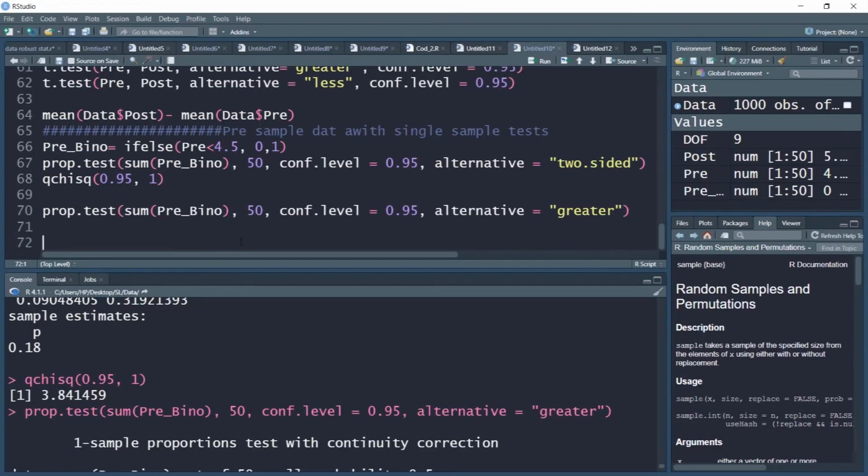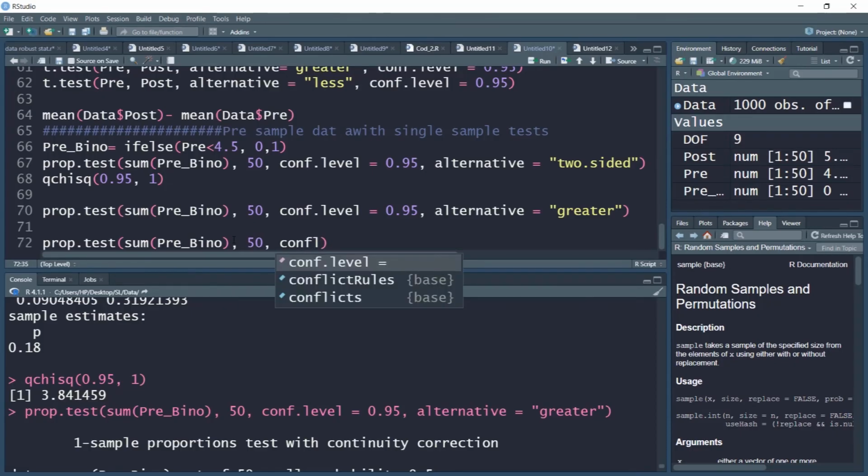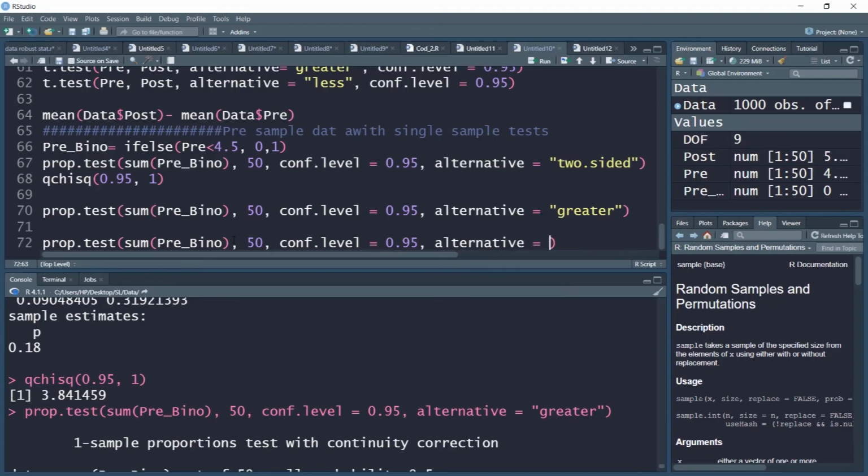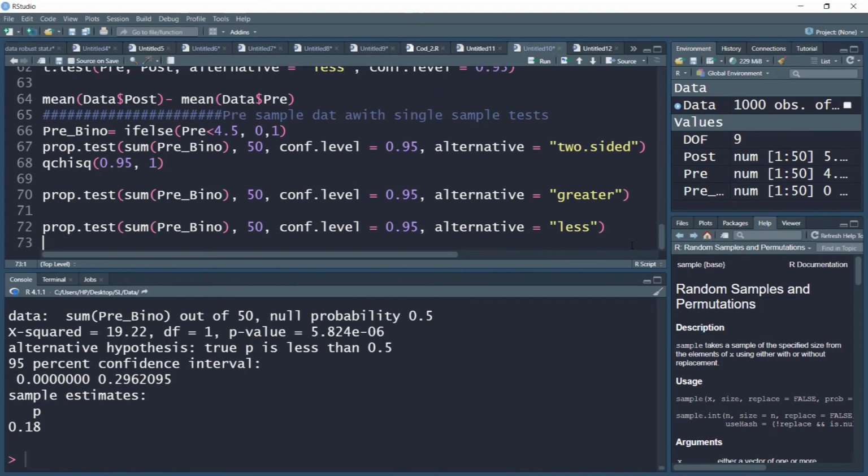So we'll modify our hypothesis and we'll look at the other tail. That means other arguments remaining the same. That is, we'll supply the pre-bino sum of pre-bino variable, 50 sample size, confidence level as 95%, but the alternative argument would be less. That means the probability that an individual has score of 1 is less than 50%. That is my alternate. My null is that the probability of an individual having score of 1 is 50%. The alternative, it is less than 50%. So this is my alternative hypothesis. If I run this command, it is indeed the case.